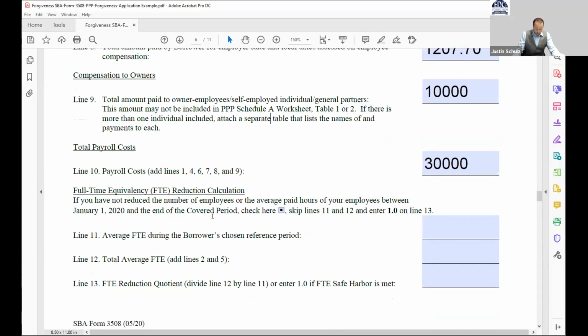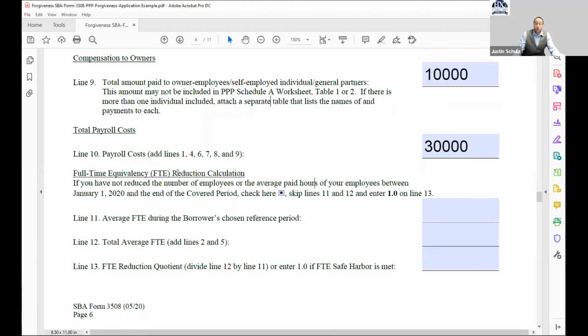So now we're going to go through the full-time equivalency reduction calculation. The other rule was that you couldn't reduce your total amount of employees during this time period. Basically, what this box says is that if you didn't reduce anybody, click this box, skip lines 11 and 12, and then put 1 in line 13. Let me just show you what they're calculating. They're just trying to save you a couple steps.